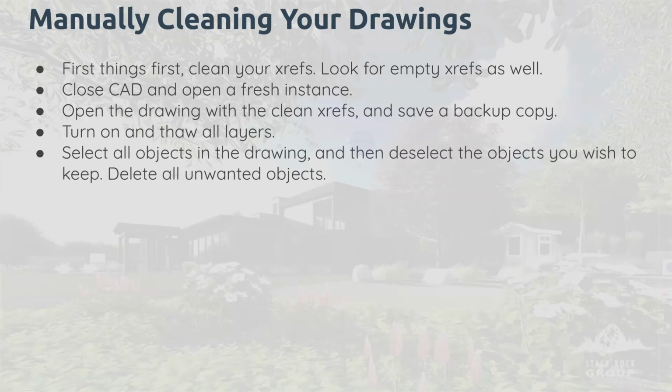Then what you want to do is select all objects and only deselect the objects that you plan to keep. We'll show this in the demonstration, but sometimes there'll be weird objects in model space wandering off screen where you can't see them. And those could be objects that are giving you issues. So it's important to just select all and delete everything that you don't want. There's no reason when you're cleaning a drawing to have these extraneous objects in it.